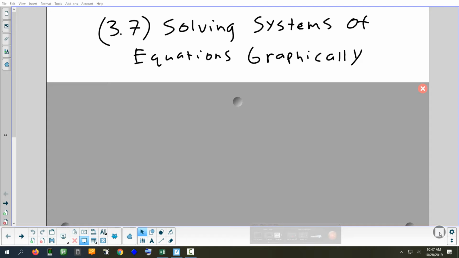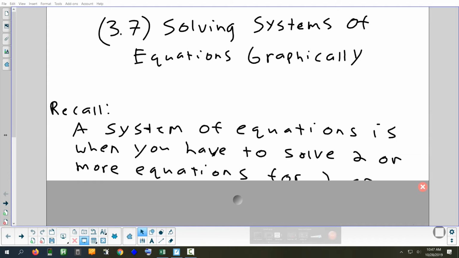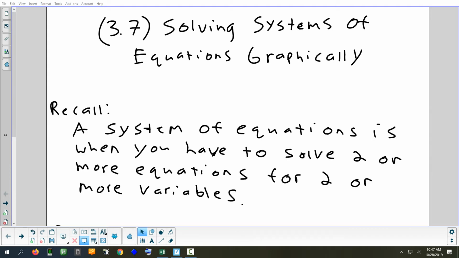All right, so this week we'll finish up chapter 3. Should be pretty quick, and then we'll take a look at the beginning of chapter 4. So just a reminder of what a system of equations is, something you did back in Algebra 1, Algebra 2. It's basically when you're solving for 2 or more variables.